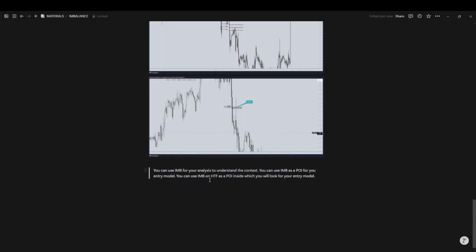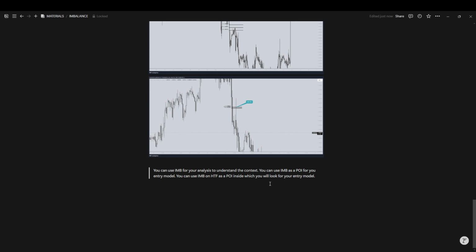You can use imbalance for your analysis to understand the context. You can use imbalance as a point of interest for your entry model. You can use imbalance on a high time frame as a point of interest inside which you will look for your entry model. Maybe you remember our previous video about entry models. There I explained a few examples of entry models, and one of them was entry from the imbalance.